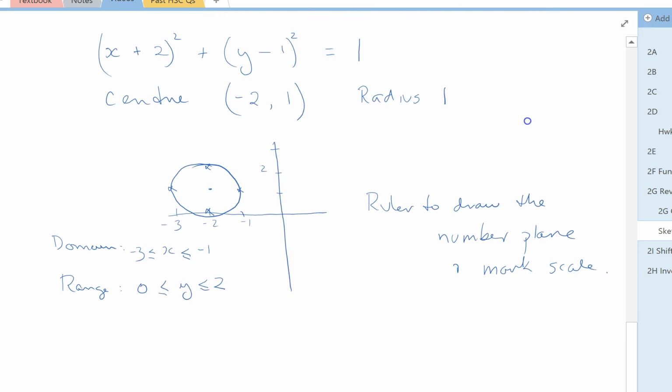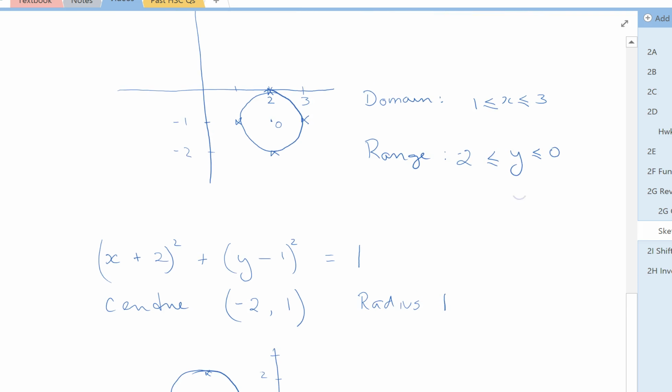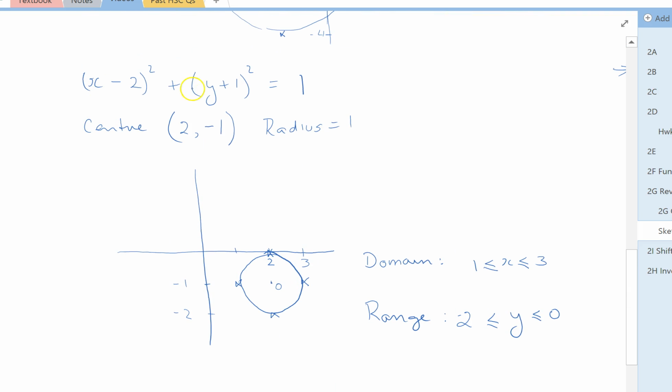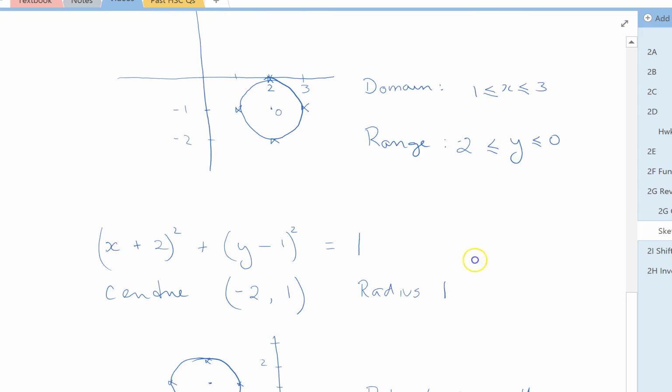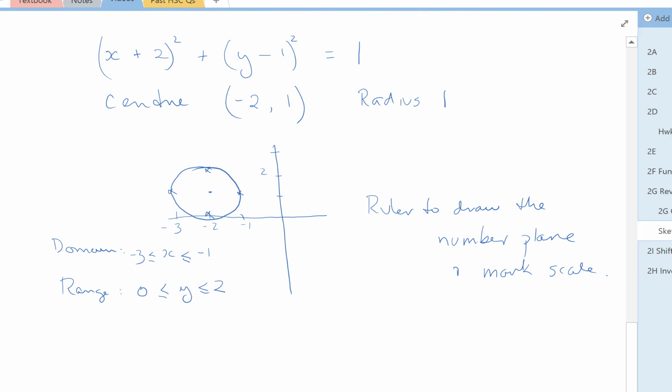Then the last example I did was the reverse of that. So I'd put a negative in the first and a positive in the second. So let's get a positive in the first bracket, impacting on the x, and the negative on the y. And remember to read the centre, we read the opposite to that number. So x is at -2, y is at 1 for our centre, and again just radius 1.